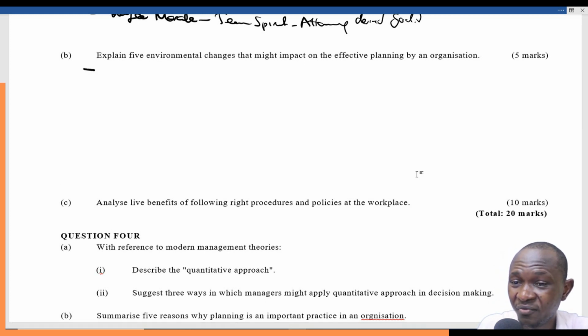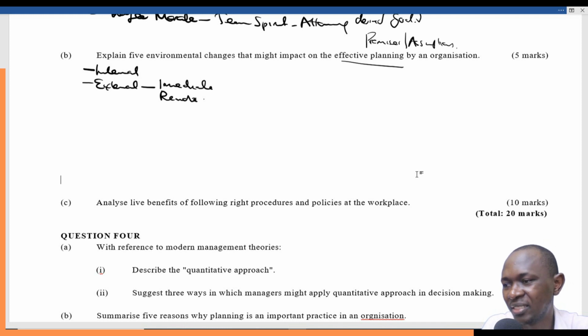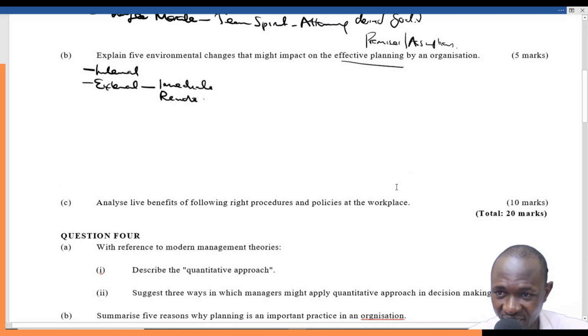Now, when we talk about an environment, I think at some point we mentioned that we have the internal environment, we have the external environment. And the external environment, we have the immediate, and we also have the remote or the general. Now, 5 environmental changes that might impact on the effective planning by an organization. Anything that affects the premises. Premises are the assumptions during planning, and interfering with them is likely to frustrate the entire plan. So if the premises or the assumptions are interfered with, the whole plan is likely to be affected.